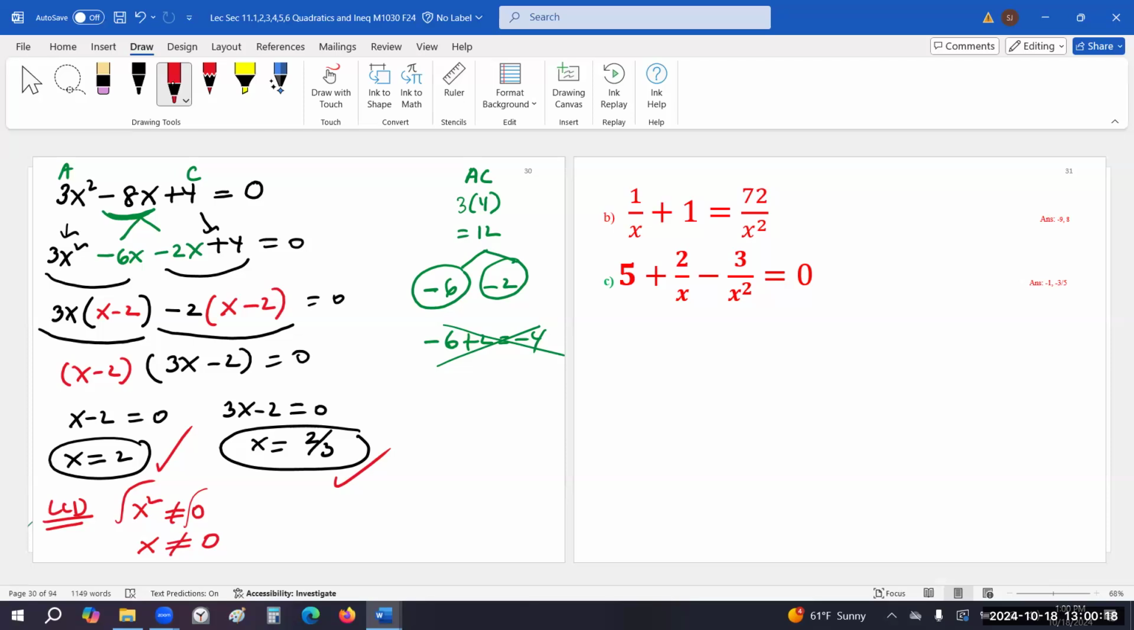And you can check your answer if you do both. Here we have -9.8. And here we have -1, -3.5. These are the answers for these two. Do any, no problem. But I'm going to do two in class.